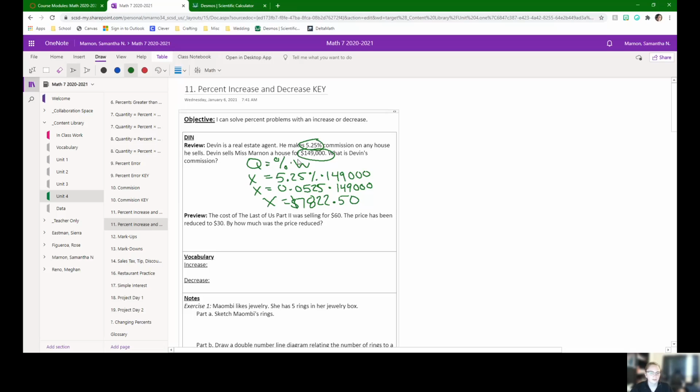Our preview question: the cost of The Last of Us Part 2 was selling for $60. The price has been reduced to $30. How much was the price reduced? This shouldn't take us long to answer. Pause the video and answer it really quick. Okay, so the price was reduced. If you did 60 minus 30 to figure out that difference, it was reduced $30. So in half.